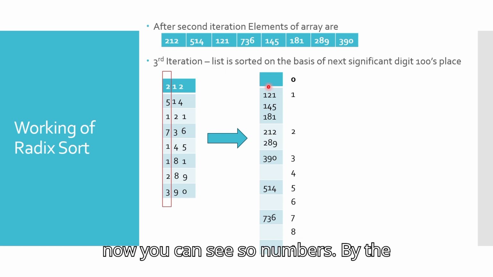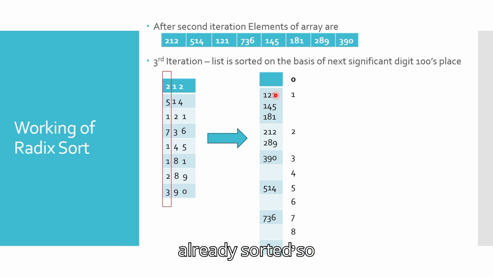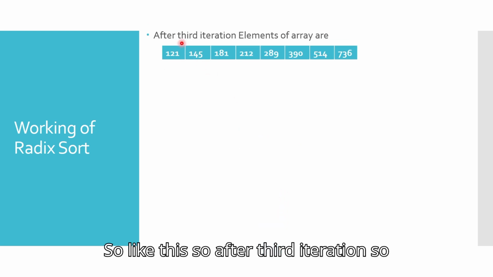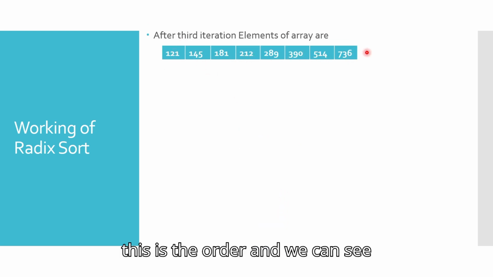Now you can see that by the third iteration the numbers are already sorted: 121, 145, 181, 212, 289, and so on. After the third iteration this is the order, and we can see the elements are placed in ascending order.